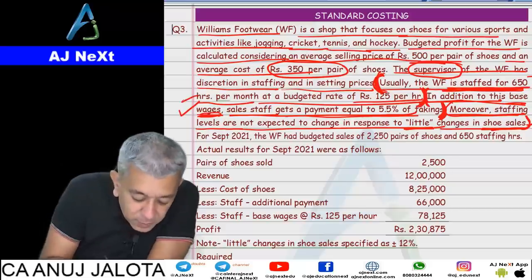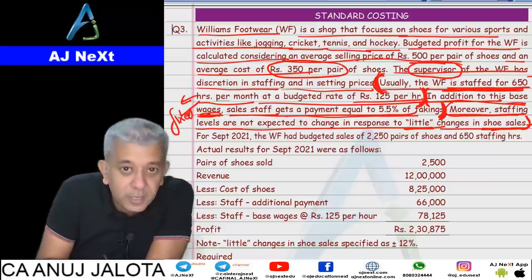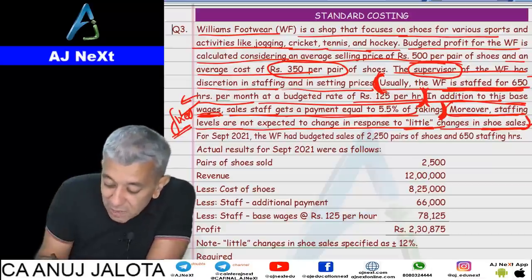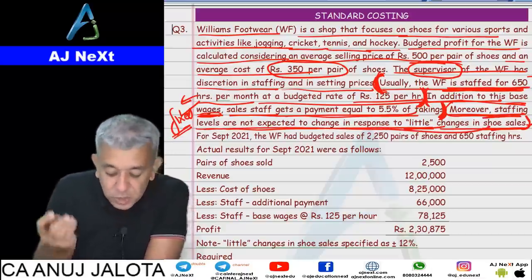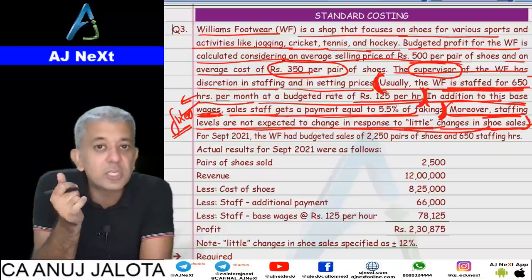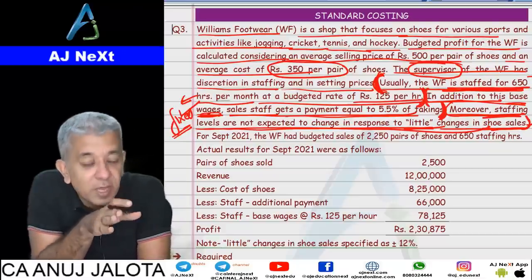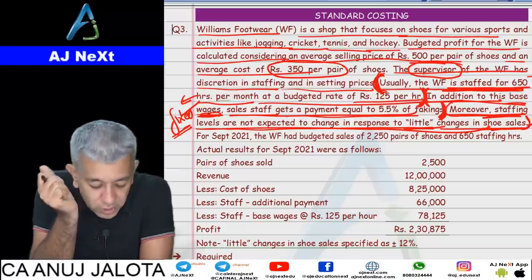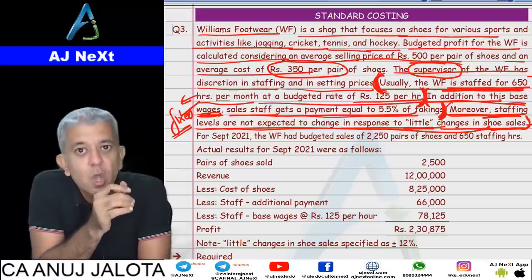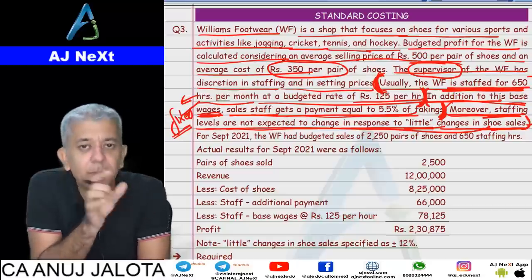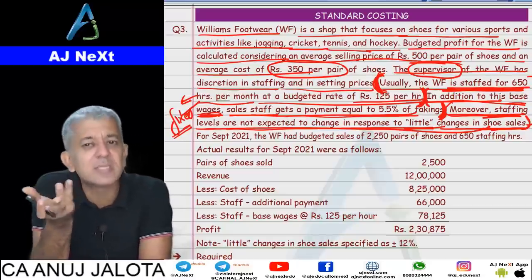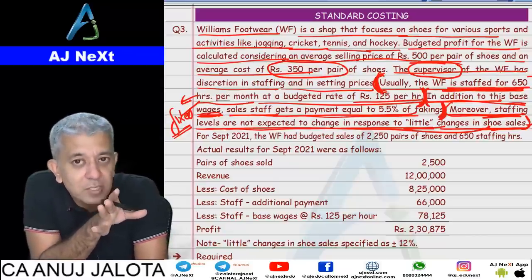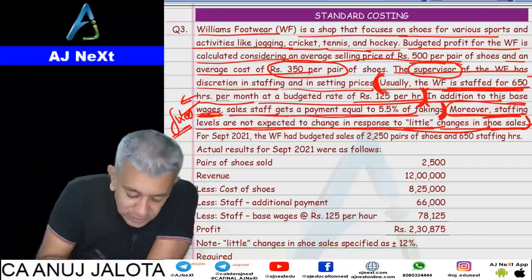this particular part is fixed part. Okay. Sir, how do you know it is fixed? I know it is fixed because those guys are saying that staffing requirements will not be changing much due to little change in shoe sales. If it was variable, then it should be changing as such, but it does not change. So therefore, these are fixed wages. Although these wages are calculated based upon a certain number of hours per month, 650 hours at the rate of 125, they are not variable based upon number of shoes. I'll come back to this in just 1 minute.